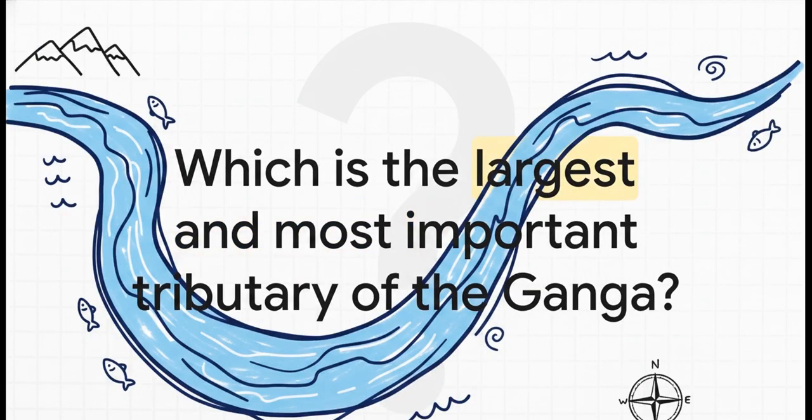And for our last question, a real cornerstone fact about the Ganga's network. Who is its most significant partner? That is, of course, the Yamuna River.